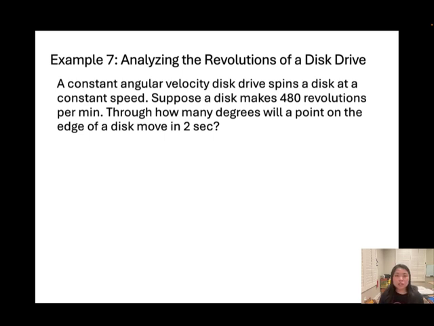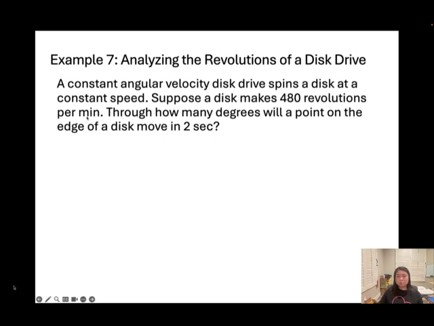Example, constant angular velocity. A disk drive spins a disk at a constant speed. Suppose a disk makes 480 revolutions per minute. Through how many degrees will a point on the edge of the disk move in 2 seconds? So the disk makes 480 revolutions in 1 minute, meaning in 1 minute the disk rolls 480 times. But then we want to calculate it in seconds. So think about it. In 1 minute, the disk makes 480 revolutions. How about 1 second? How many revolutions does the disk make?